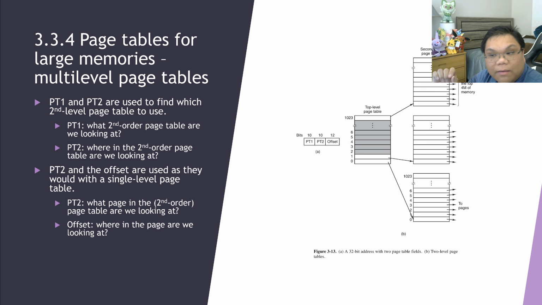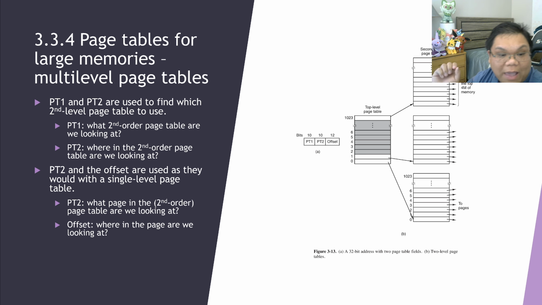When we use PT1 and PT2, we use that information to figure out which second level page table to use. PT1 says, what second order page table are we looking at? And PT2 says, where in the second order page table are we looking at? So it's much like how we use a page number and offset to figure out what page to look at and where in the page are we looking at. PT2 and the offset are used the same way as they would with a single level page table.